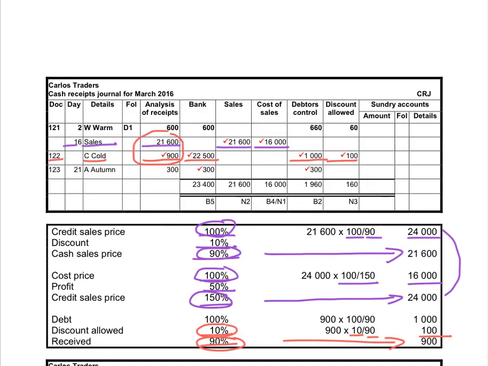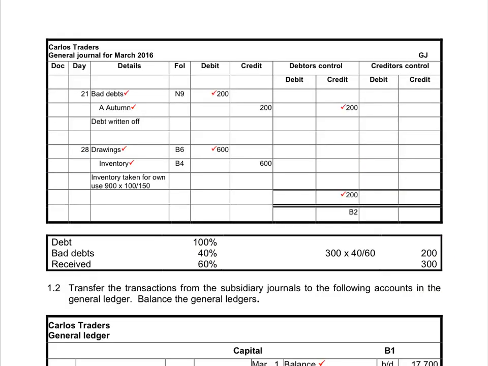In the cash receipts journal, we will issue receipt number 123 to A. Autumn, and we will show that we received the money in the till. It's the only entry for the day, so it will be transferred to the bank, and the debtors control will be reduced with 300. We will have to complete a calculation to determine the amount for bad debts.